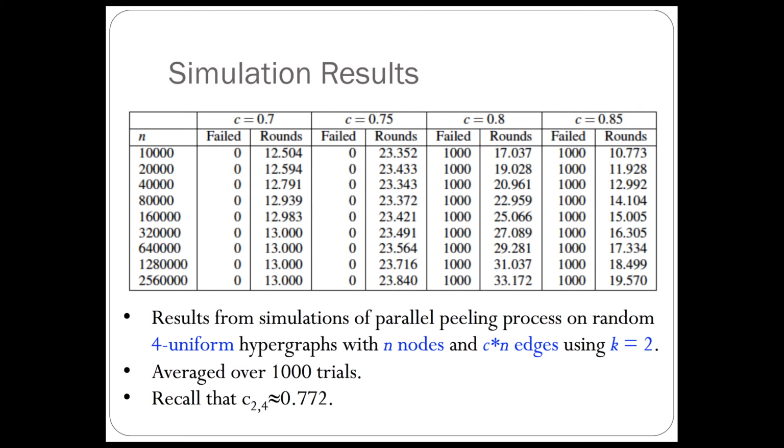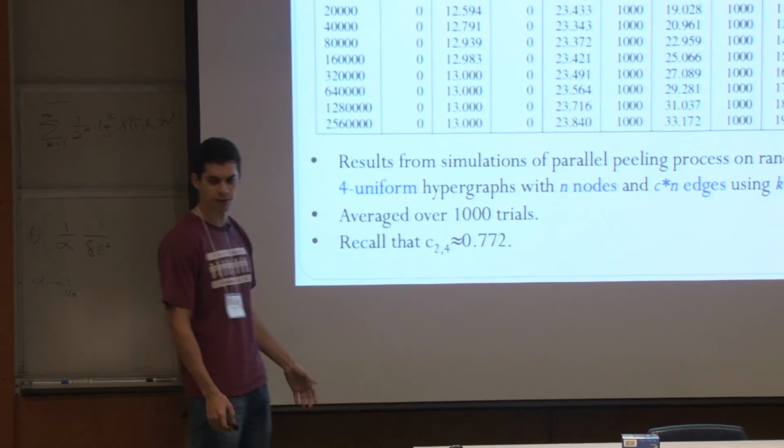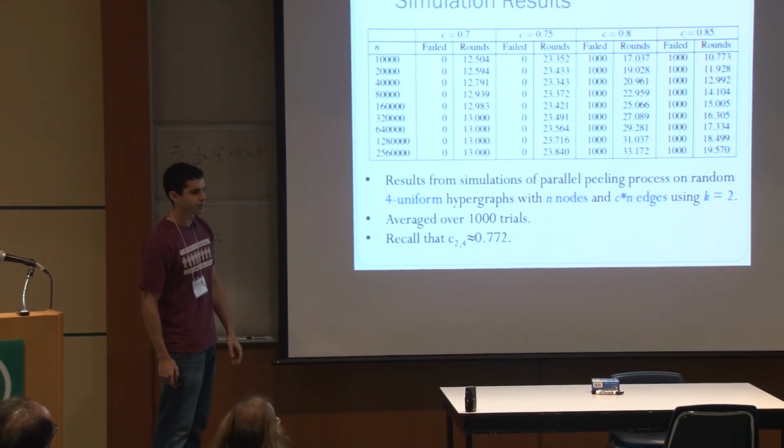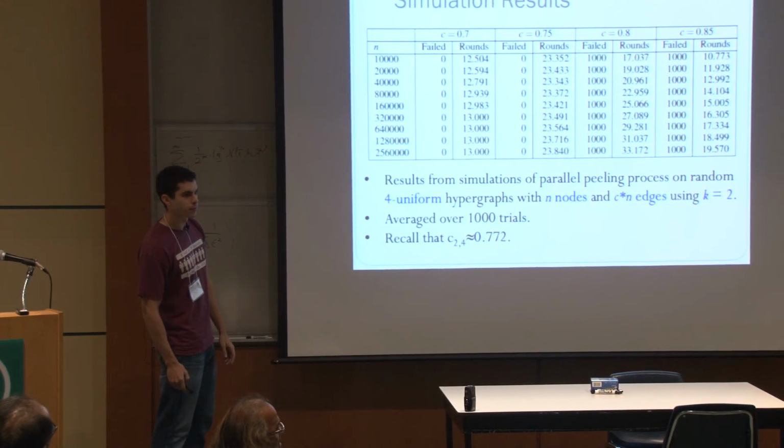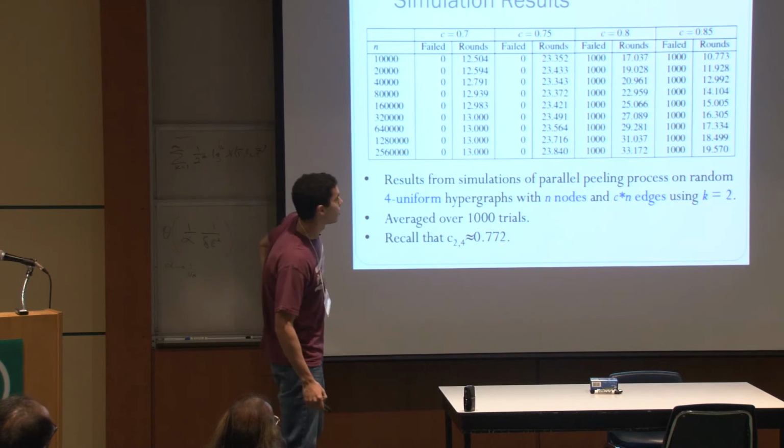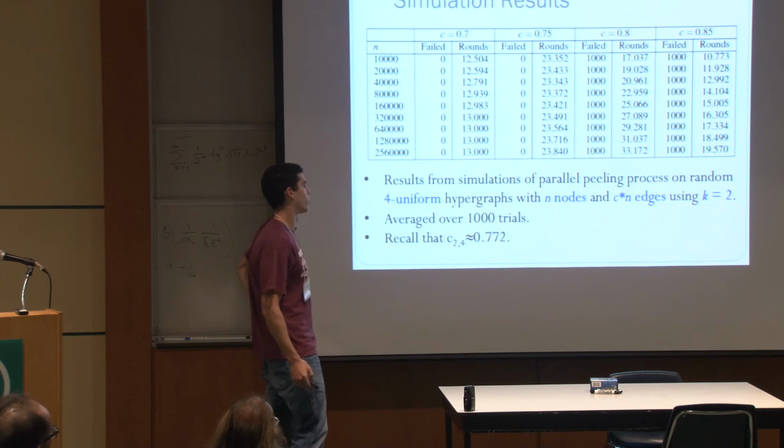If you are above the threshold, then you won't succeed with high probability. That's already well understood, and you can see that more rounds are required, and it grows faster. That's like log n. Failed list still edge path. What's the meaning of failed list? Oh, failed, yeah, it means that the k-core was non-empty.